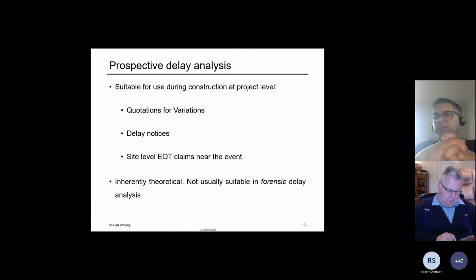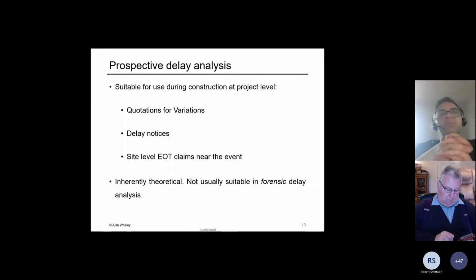If we're asked to give a quotation for a variation, then clearly the variation probably hasn't yet been carried out. So it's useful then to produce a prospective delay analysis to show the impact of, say, changing the floor from timber to precast or something like that. We might wish to give an indication of the likely effects of a delay. We see this in, say, the JCT contracts, where we have to give a notice as soon as we can, giving an estimate of the likely effects. So to do that, if the event's one that's ongoing or that's going to occur in the future, we might want to do a prospective delay analysis for that sort of thing.